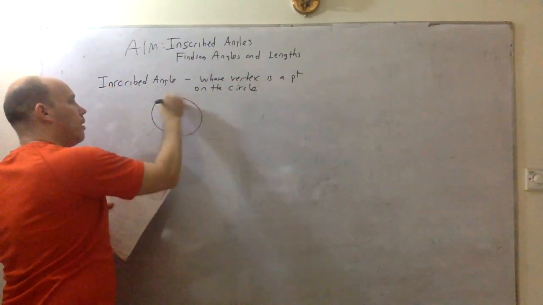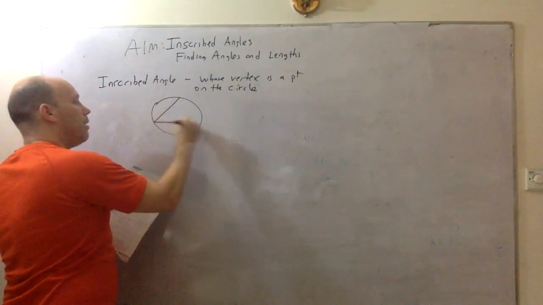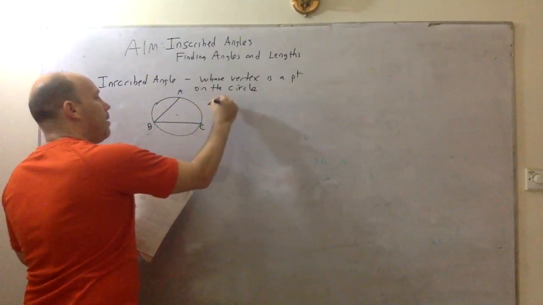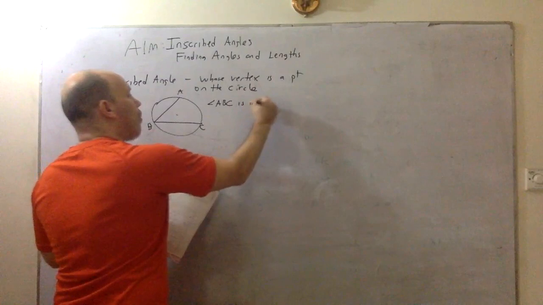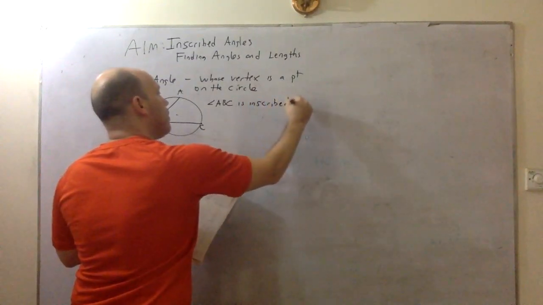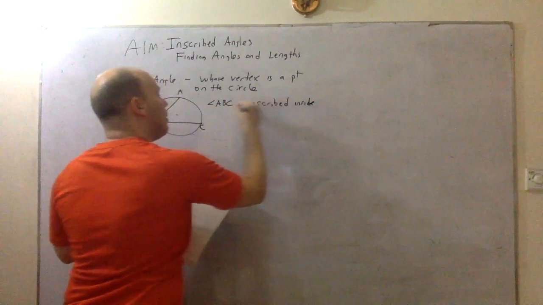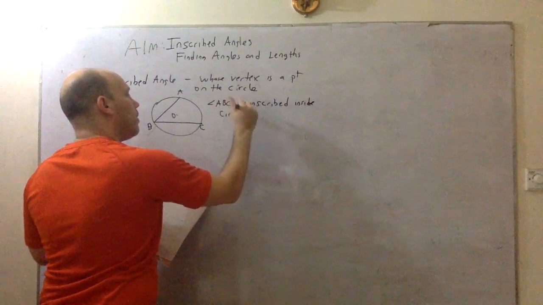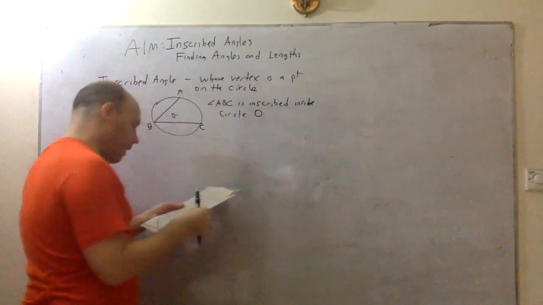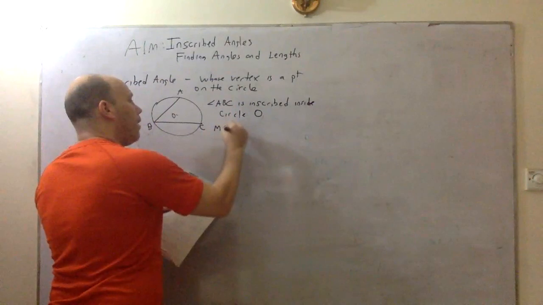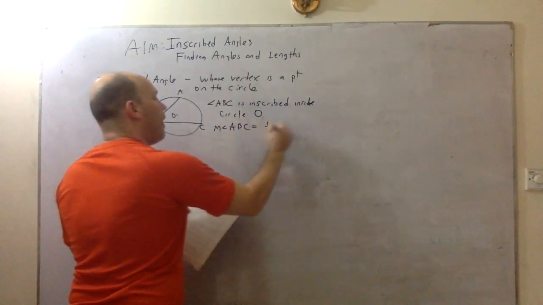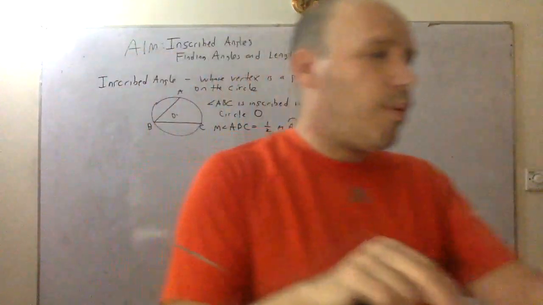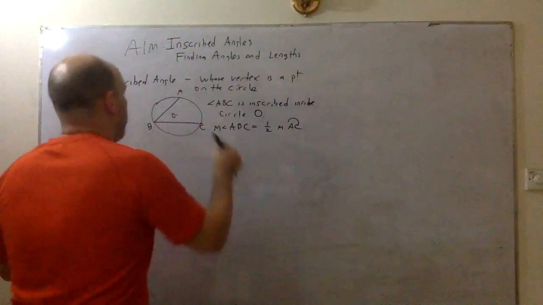So we have a circle here. This is an inscribed angle. So angle ABC is inscribed inside circle, let's call it O. We say that the measurement of angle ABC is equal to 1/2 the measurement of arc AC. We're not going to prove that. Maybe you could prove it.